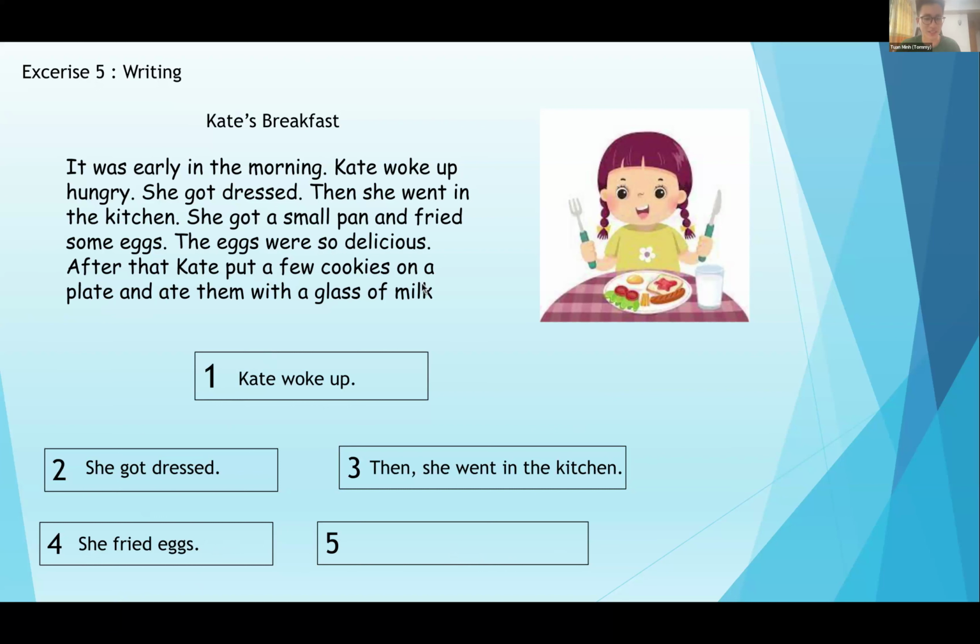Let me give you a hint. You can see her action in the last sentence. Kate put a few cookies on the plate and ate them with a glass of milk. Okay, then let's look for the answer here. Yes, so it can be summarized with she ate cookies with milk. As you can see here, after frying some eggs, she put a few cookies on the plate and ate them with a glass of milk. So basically she ate the cookies with milk.